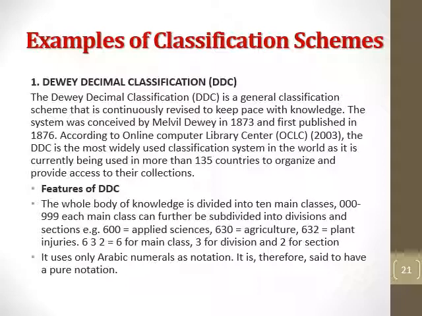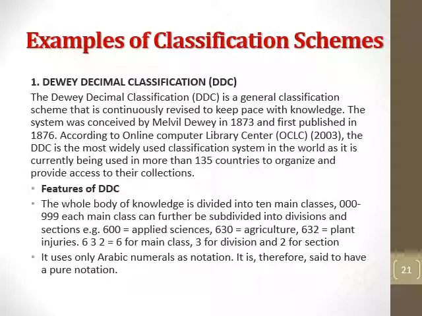The Dewey Decimal Classification Scheme has many features. It divides the whole of knowledge into 10 main classes, from 0 to 9. And each main class is further subdivided into 9 divisions. For example, we have 600, which is applied sciences, 630 is agriculture, and 632 is plant injuries. In 632, 6 is for the main class, 3 for the division, and 2 for the section.